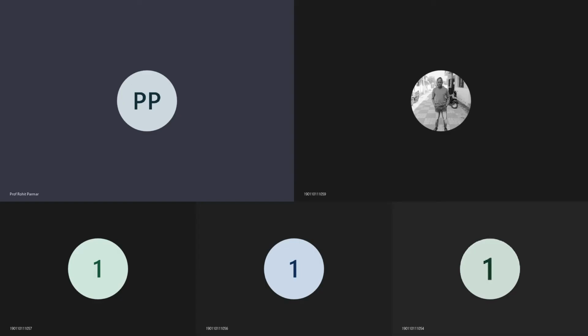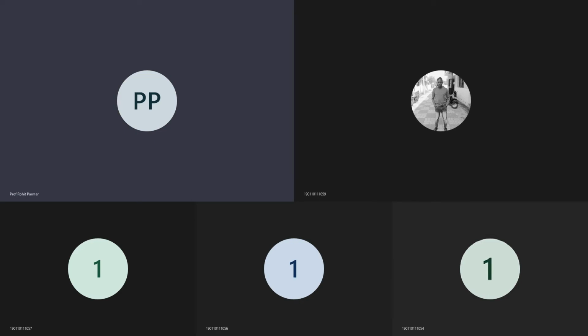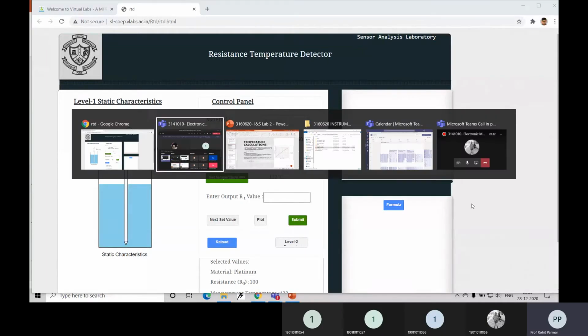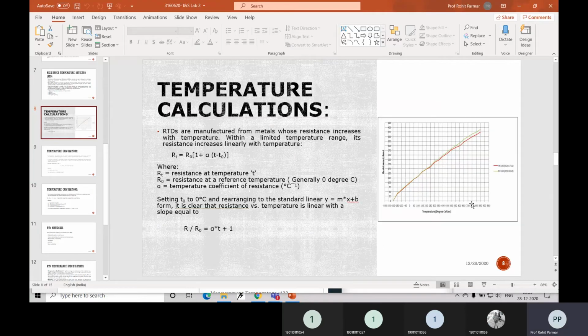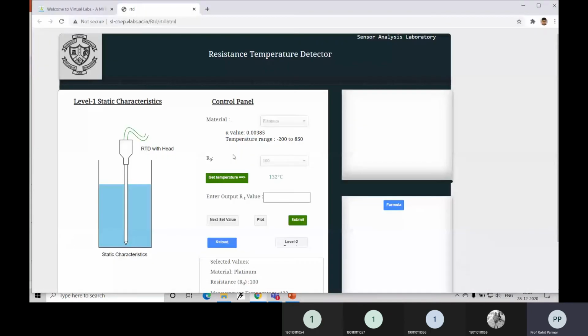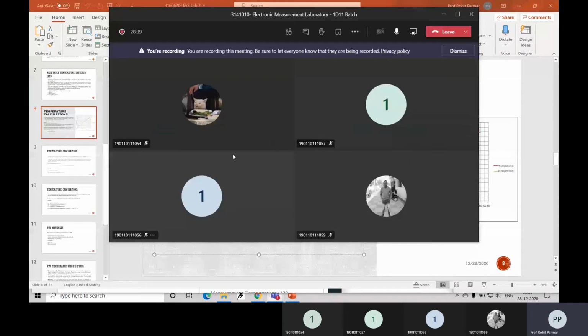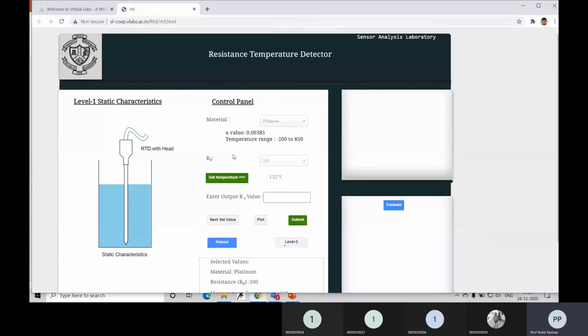Should I show you that equation? I'm talking about this equation: RT is equal to R0 in bracket 1 plus A into T minus T0. In our case T minus T0 is 132, A or alpha is nothing but 0.00385, and R0 is given as 100. So what is the value?